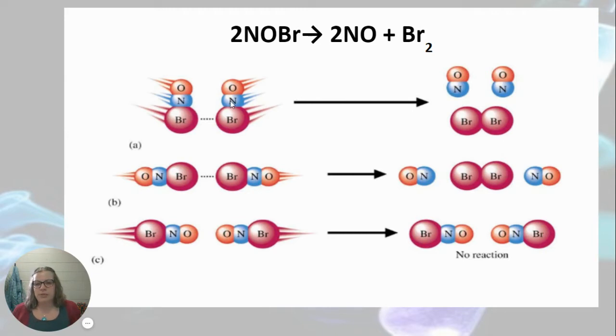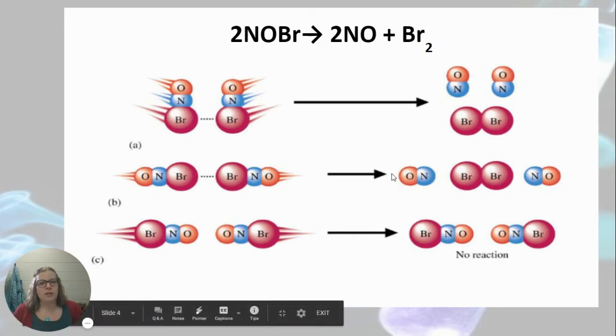So the same thing happens here, where I have 2NOBr, and that turns into 2NO and Br2. So they can hit side to side, and that will yield a Br to Br connection. They could hit end to end, and that will yield a Br-Br bond. But if we hit O to O, that is not going to be a successful collision, because it's not going to connect in the way we want it to.